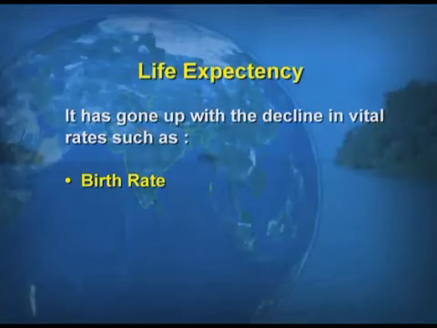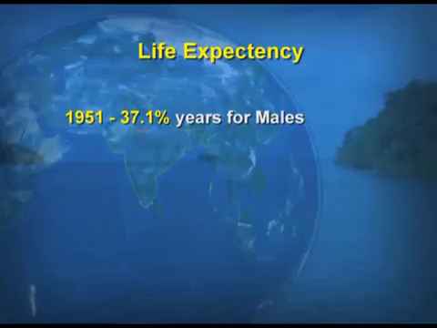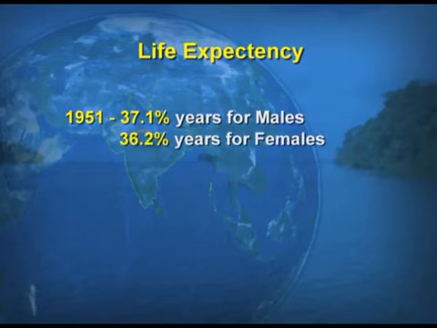Now, we talk about what life expectancy is. It has gone up with the decline in the vital rates such as birth rate and fertility. So, life expectancy is, on an average, how many years a person survives or lives. In the year 1951, for the males, the life expectancy was 37.1, whereas for the females this was 36.2.